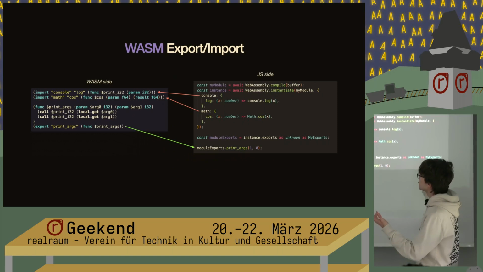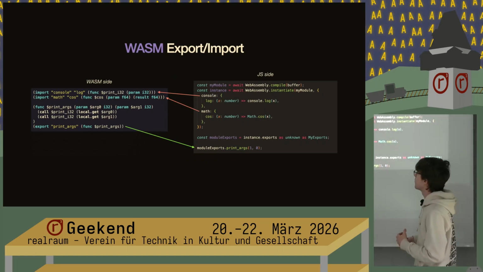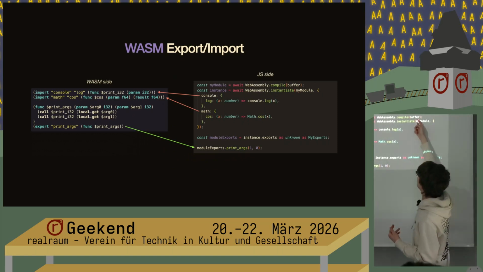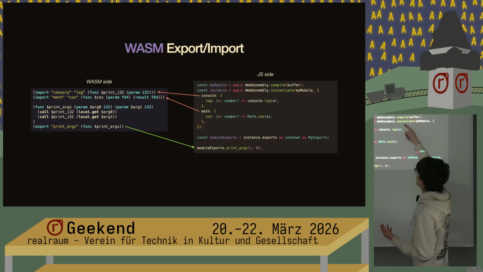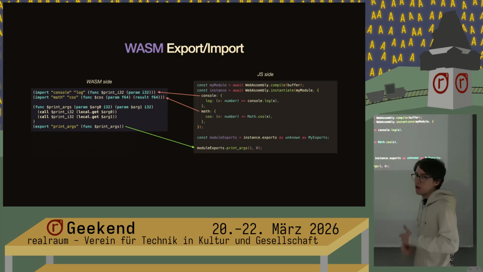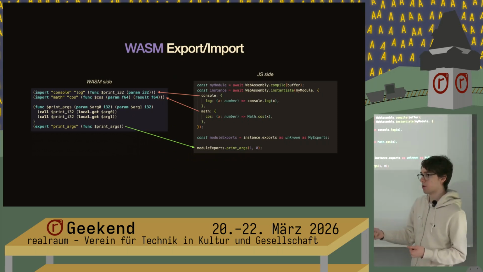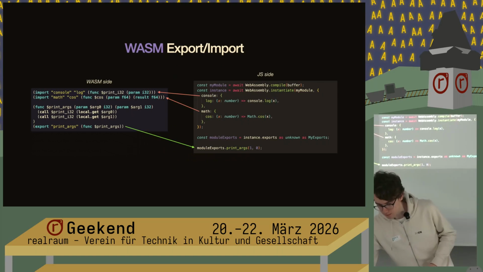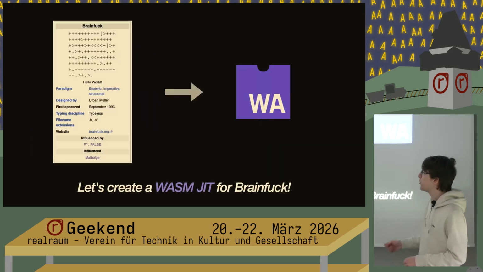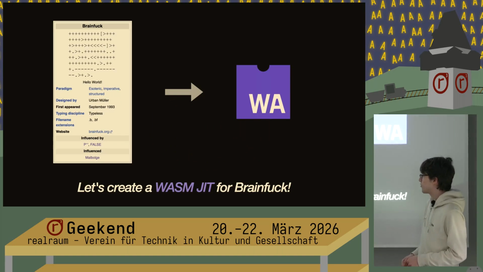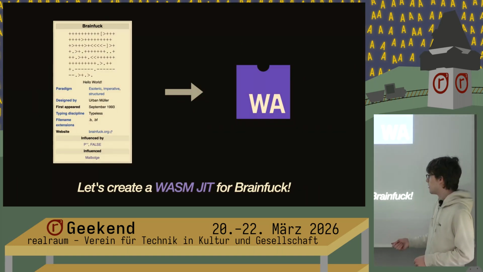And this is pretty much just an example of how to integrate the two languages. You load the WebAssembly binary, you can inject the imports that you want, and then you can just get out of it the functions that you can call. So this means that essentially JavaScript is always in control, and WebAssembly is just some kind of external library that you can import and call whenever you need. So now we know enough about WebAssembly. Let's create a WASM JIT for brainfuck.